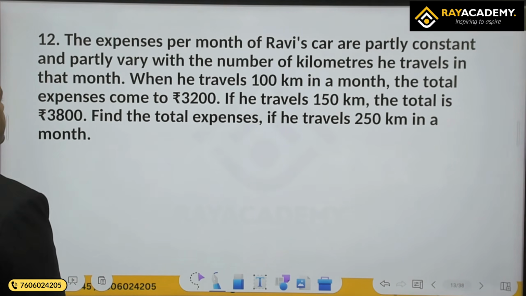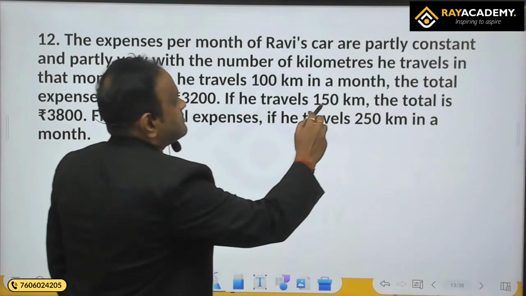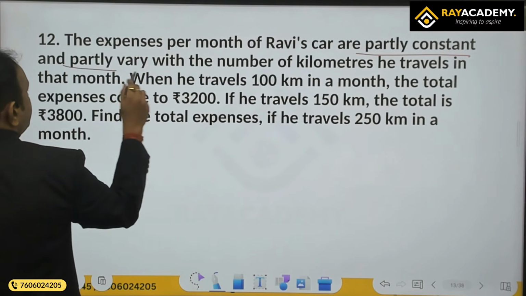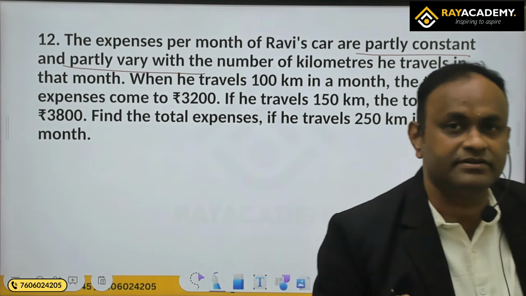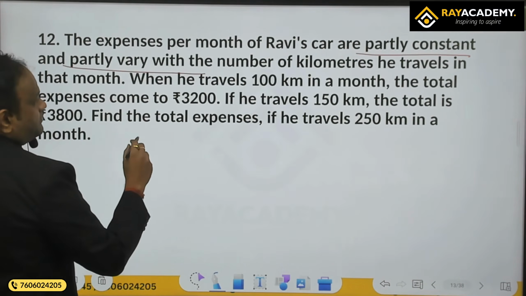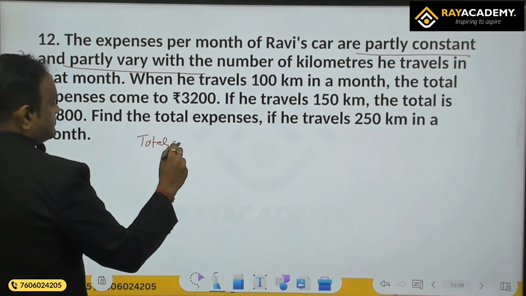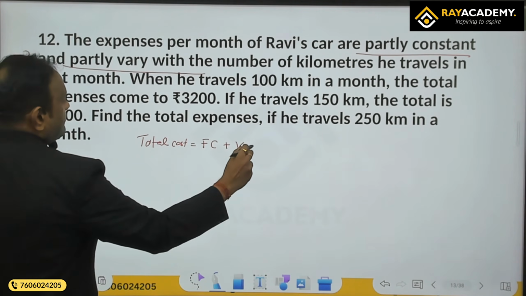So in this kind of question, when they say partly constant and partly variable, it means one part of the cost is fixed, another part is variable. So first we have to write this. Total cost equal to fixed cost plus variable cost.